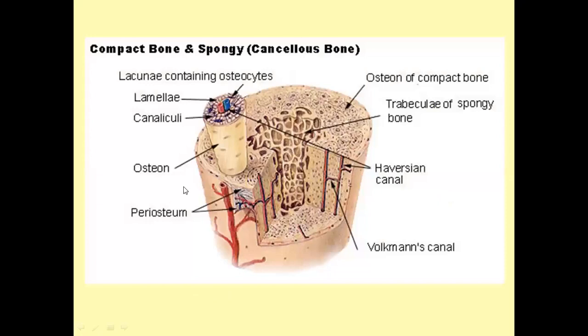This is a cross section of a bone where you can see various structures like periosteum, canaliculi, osteon, Haversian canal, osteon of compact bone, trabecula of spongy bone, etc.